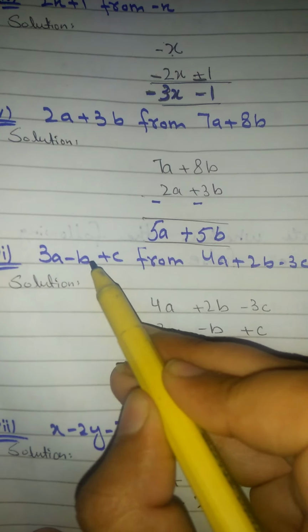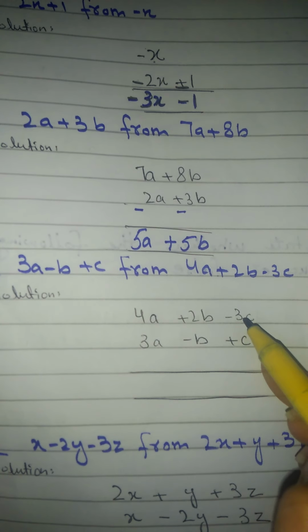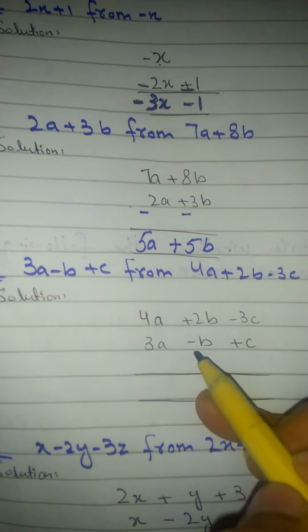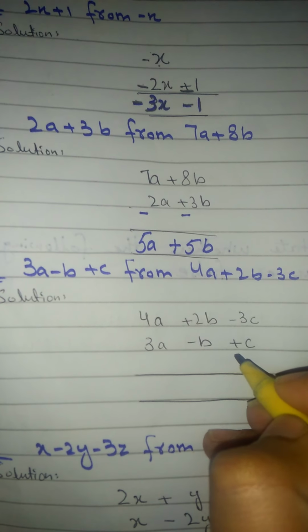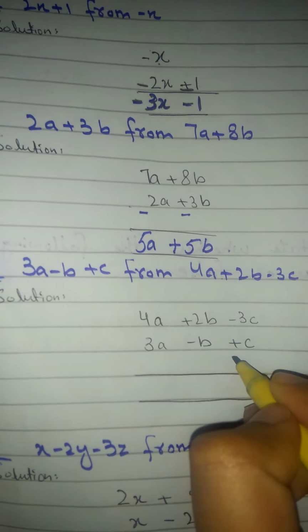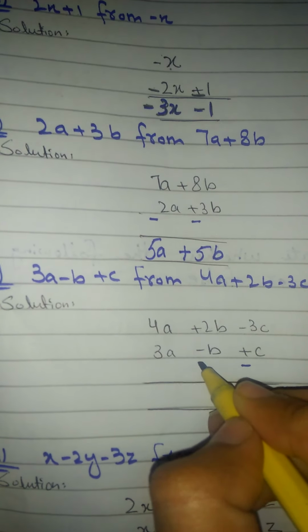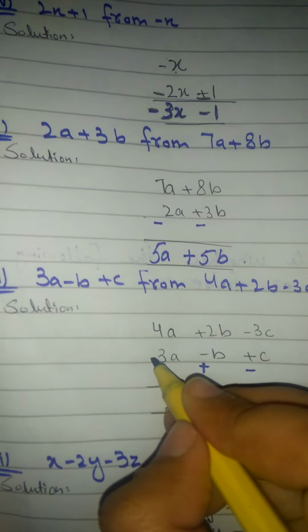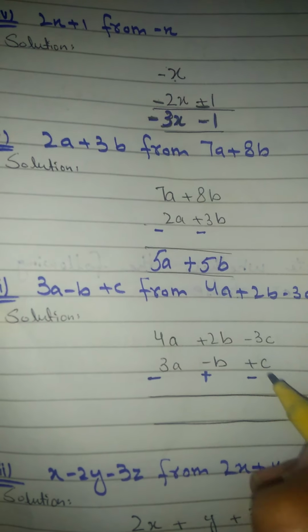In the next, subtract 3a minus 5b plus c from 4a plus 2b minus 3c. We will take this as the first expression and this as the second expression. To subtract these two expressions, we will change the sign of each term of the second expression. Change plus to minus, minus to plus, and 3a has a plus sign, so we will change it to minus. Now c has a negative sign, minus minus plus, 3 plus 1.